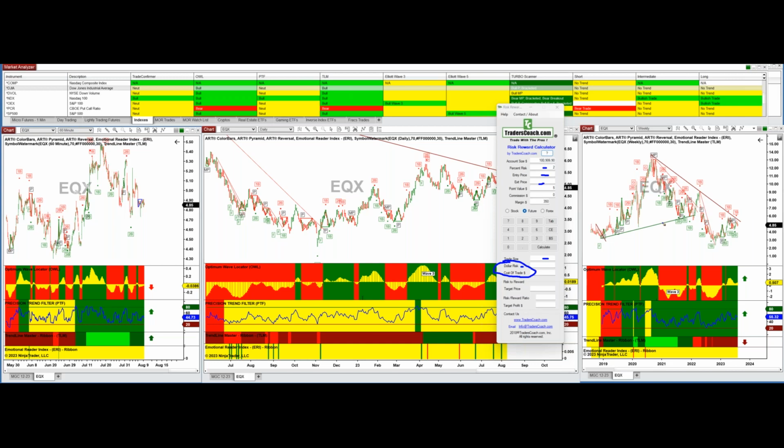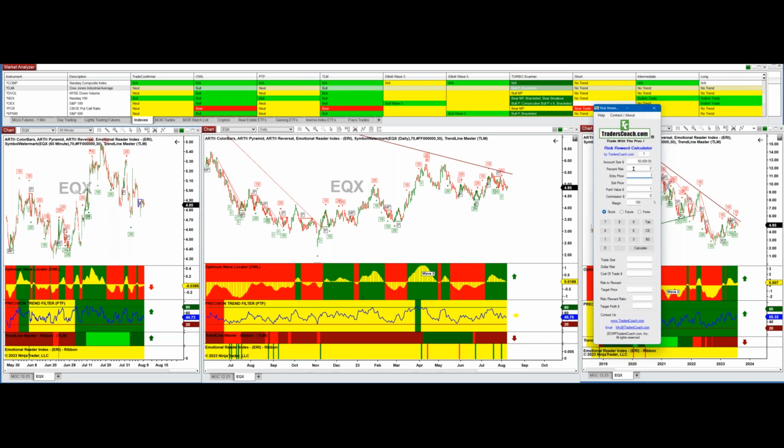Okay, so when you take a trade and you calculate, let's just do one here. I'll show you. All right, let me switch it to stocks from futures. And I'll just use a $50,000 account. Keep it generically simple and kind of realistic. So let's say I want to go in on this trade here. The price is $4.85, right?